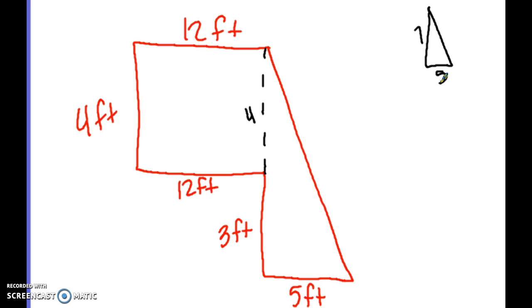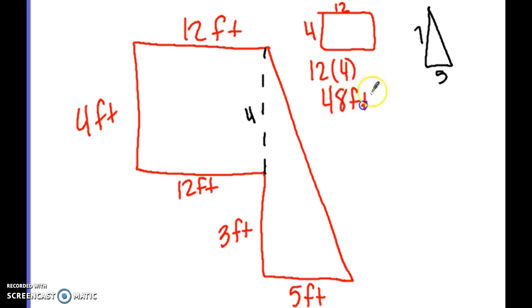So the first thing I'm going to do, now that I have all of my missing side lengths filled in, is I'm going to find the area of the rectangle. So I have this rectangle with a top of 12 and a side of 4. And to find the area of a rectangle, we just multiply base times height, or length times width, same thing, 48 square feet. Now to find the area of a triangle is just half of a rectangle. So you do the same thing. You do base times height, but then you divide by 2.